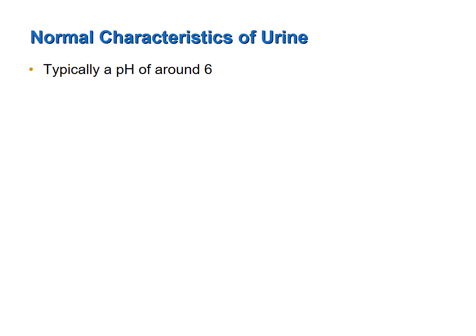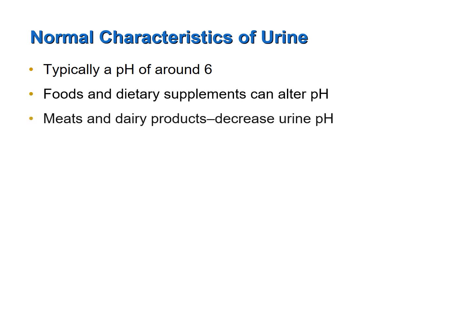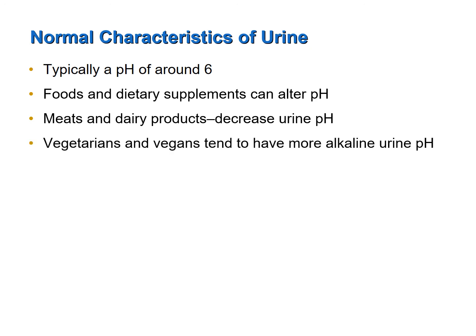The pH of urine is typically around 6. However, there are a lot of factors that can affect the pH of urine, and it can vary significantly. Foods and dietary supplements can alter pH. Someone who has a lot of meat and dairy products in their diet will tend to have a more acidic urine, while vegetarians and vegans especially will tend to have a more alkaline urine.